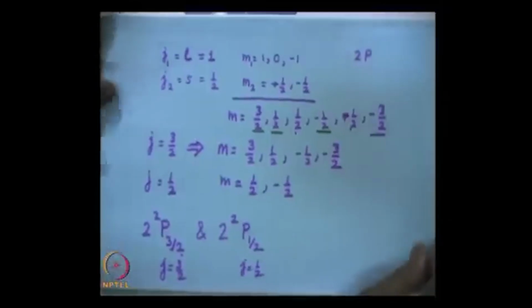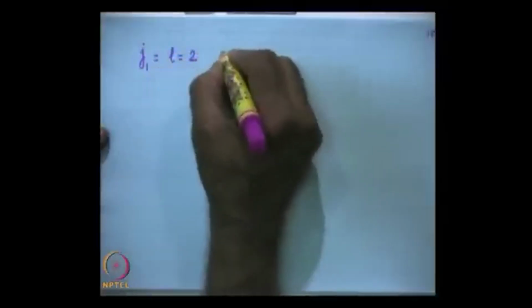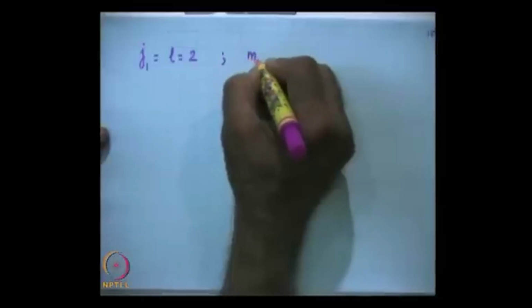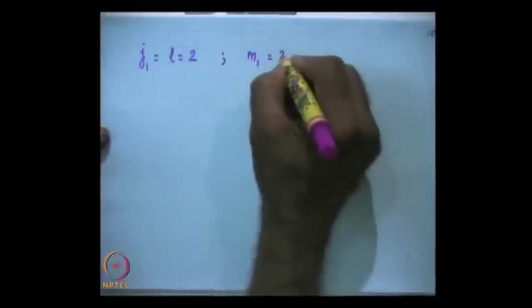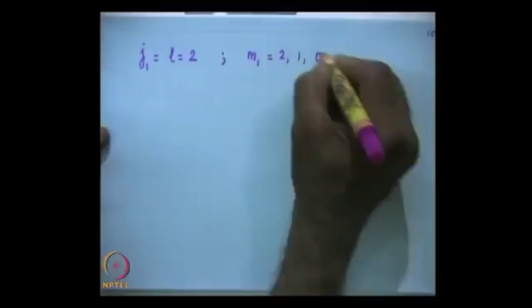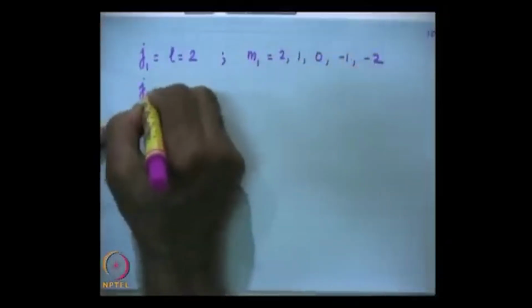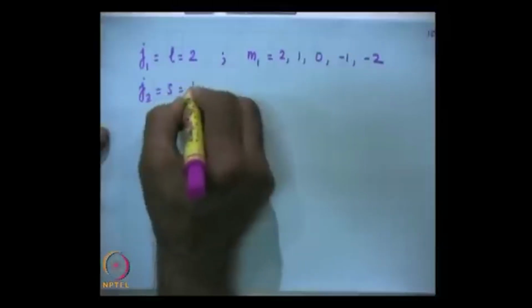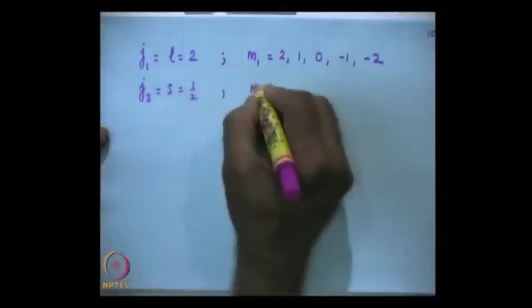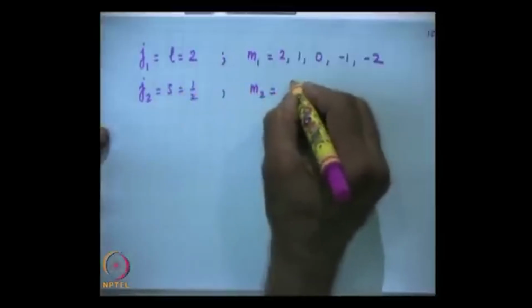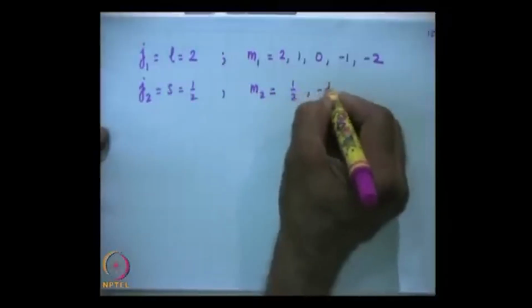Finally, I am sure by now you are all familiar with the algebra, but let me just give you one more example. Say j1 is equal to L is equal to 2. So, therefore, m1 is equal to 2, 1, 0, minus 1, minus 2. j2 is equal to s is equal to half. So, m2, the two values are plus half and minus half.